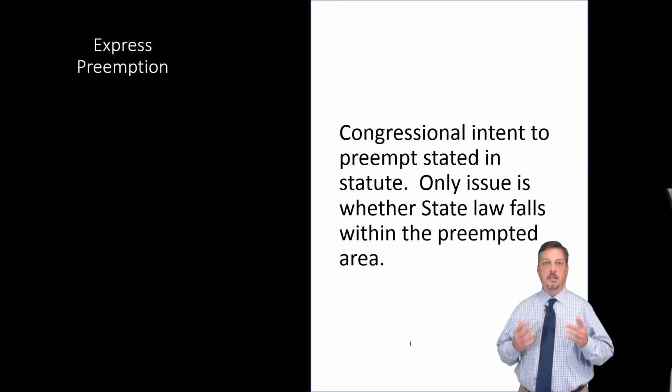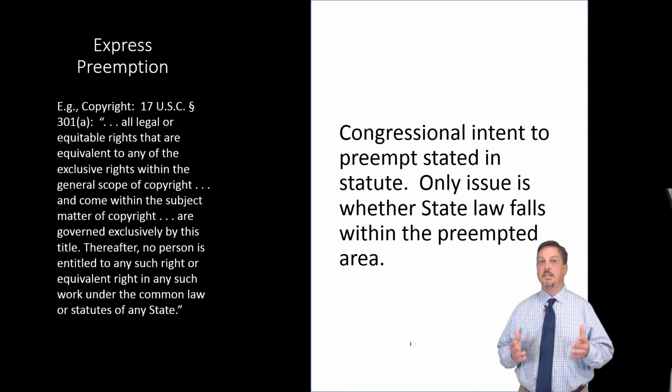Under express preemption, congressional intent to preempt is stated in the statute. The only issue is whether the challenged state law falls within the preempted area. A good example of express preemption is the Copyright Act, 17 U.S.C. Section 301(a), which states that all legal or equitable rights that are equivalent to any of the exclusive rights within the general scope of copyright and come within the subject matter of copyright are governed exclusively by this title. Thereafter, no person is entitled to any such right or equivalent right in any such work under the common law or statute of any state. This means states cannot enact their own copyright laws. State copyright laws are expressly preempted by federal copyright law.